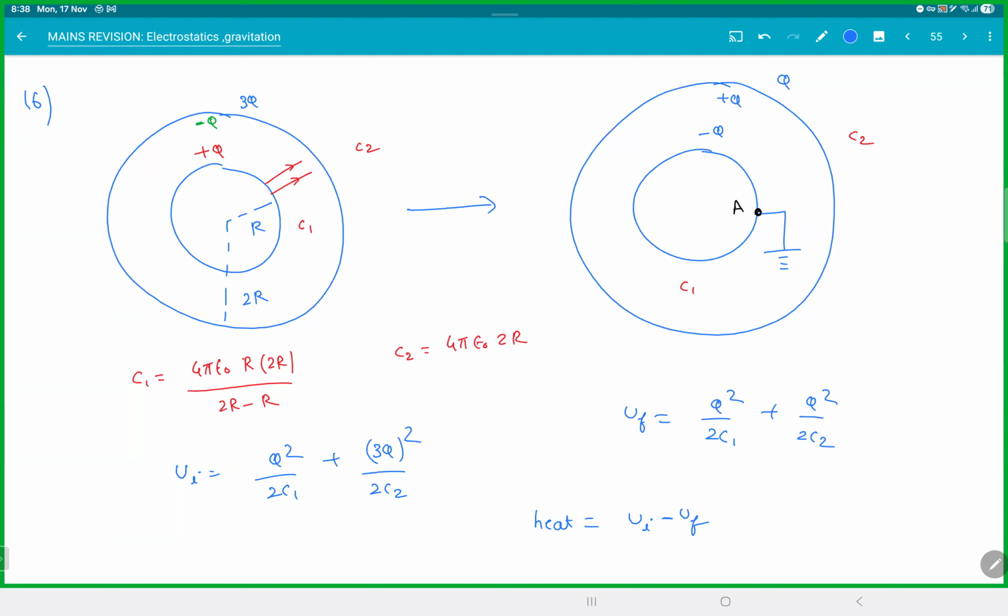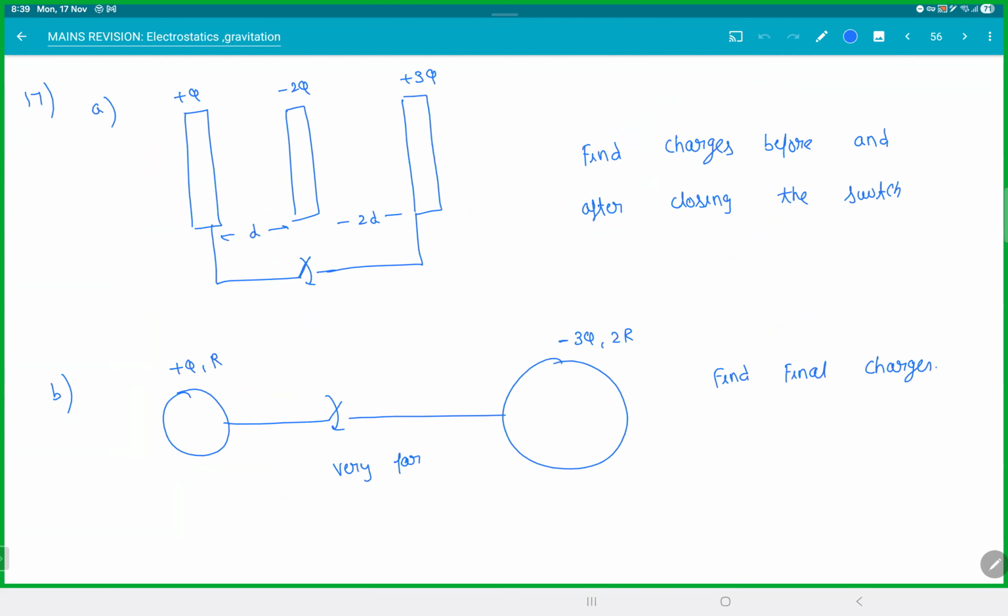First of all, you should know how to find the charges when it is grounded. That itself is a very good question. Heat, they might not ask you at a mains level, but yeah. Let's get these two. Parallel plates.